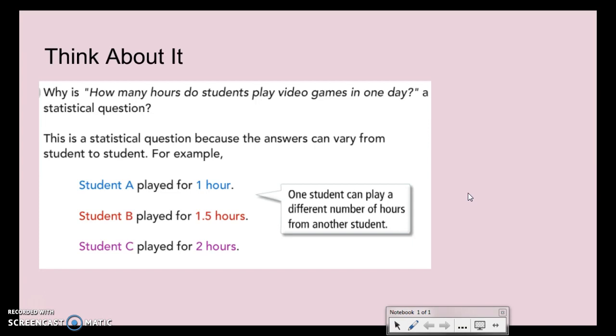Well, some kids might not play video games. Some kids might be grounded or something. Some kids might play video games from the second they get home until the second they go to bed at 12:30 at night. Okay, that's why they're failing all their classes. Some kids might play just an hour. Some kids might play 20 minutes. There could be multiple different answers for this question. That's why it's such a good statistical question.